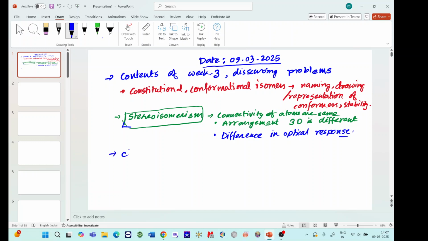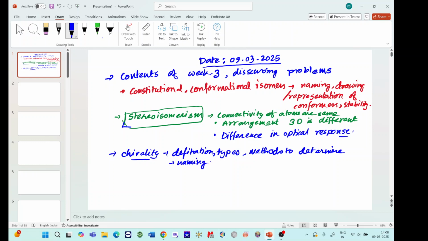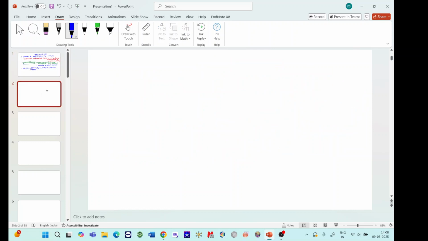Mainly today we'll start with a revision about chirality, then the definition, types, then methods to determine, and also naming. These things we'll discuss today. So let us start.